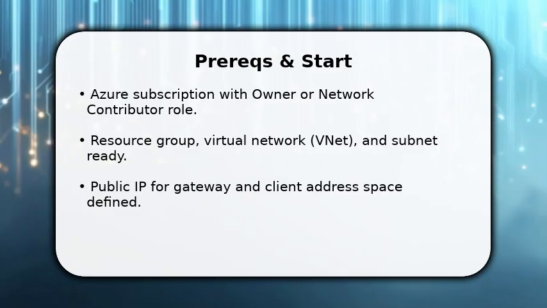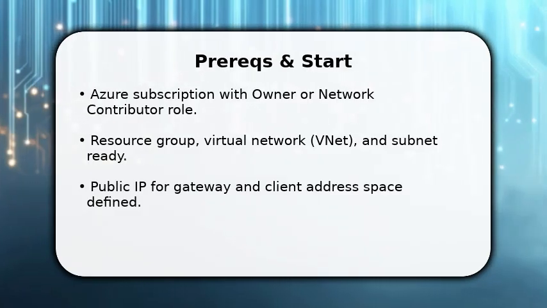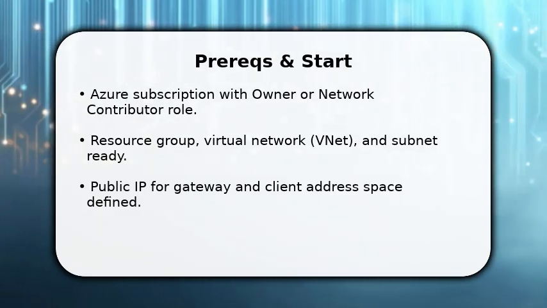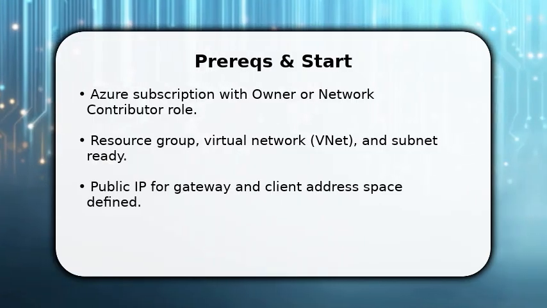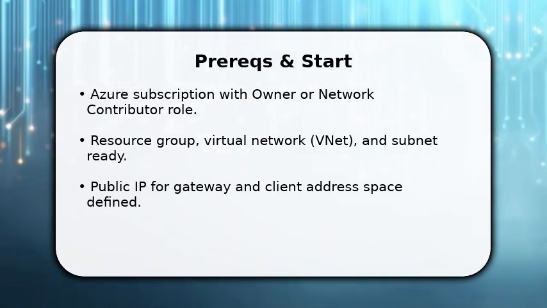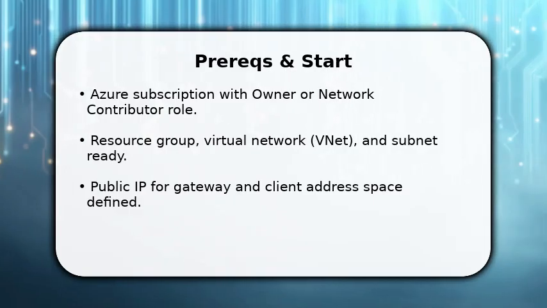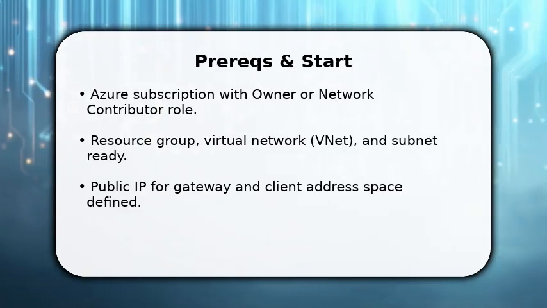You begin by confirming prerequisites: an Azure subscription with owner or network contributor role, a VNet and subnet, and a public IP address for the gateway. Once confirmed, open the Azure Portal and search for Virtual Network Gateway.